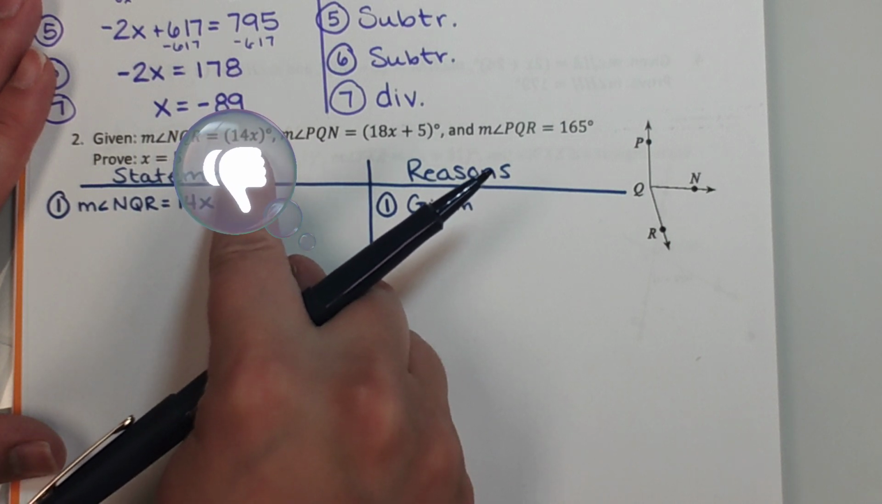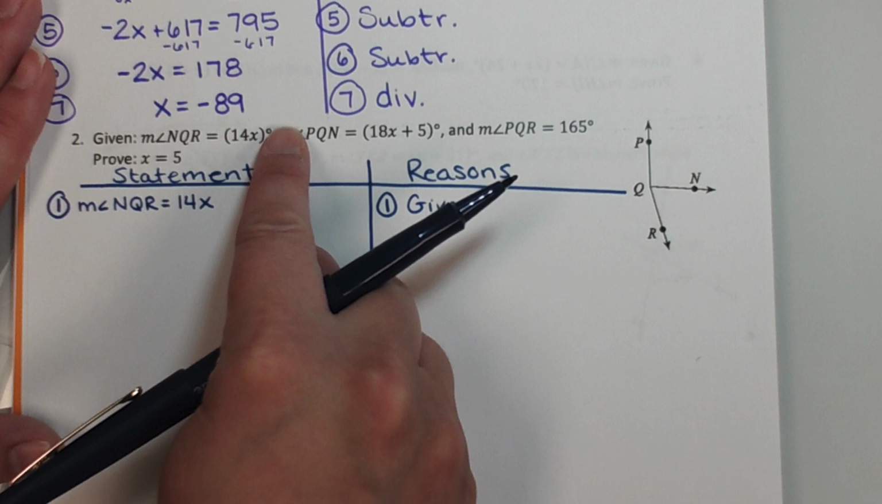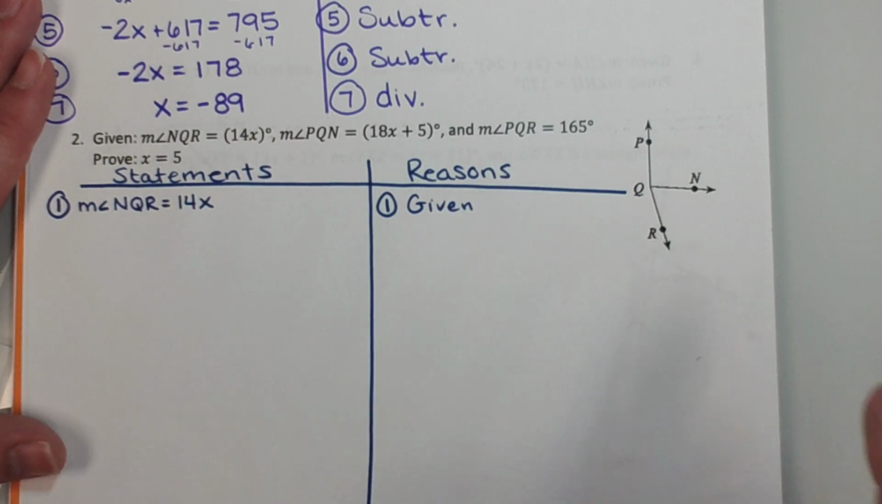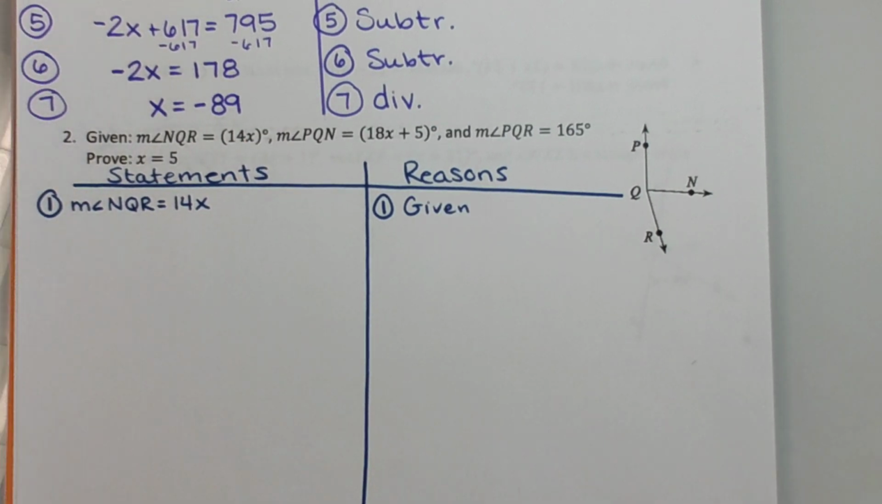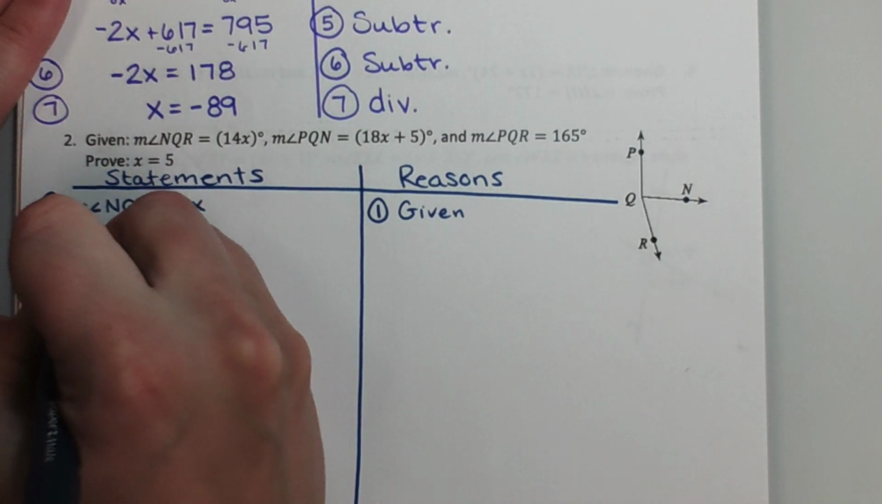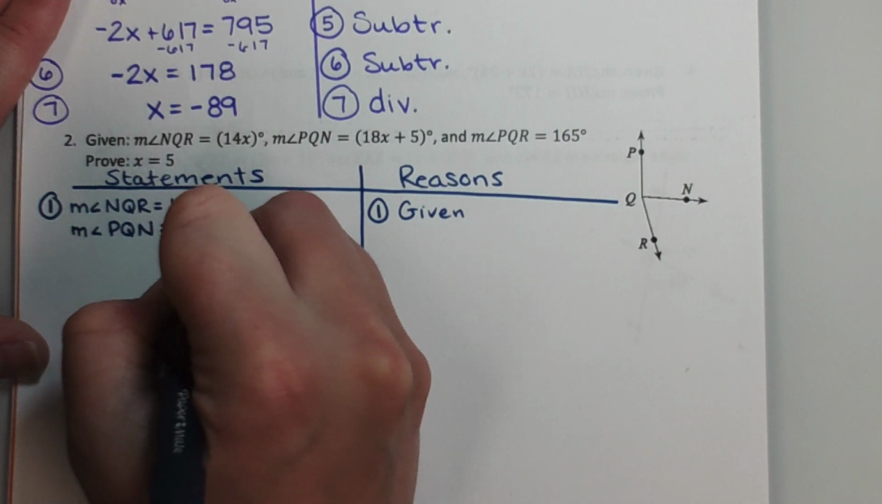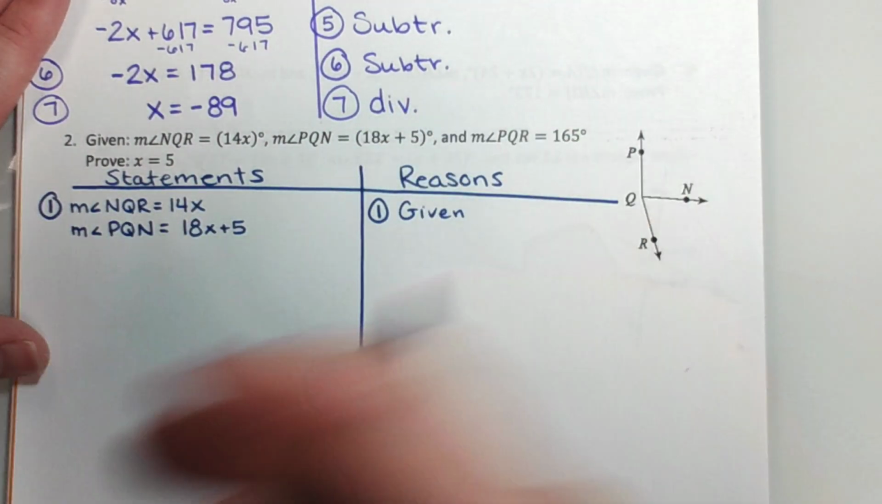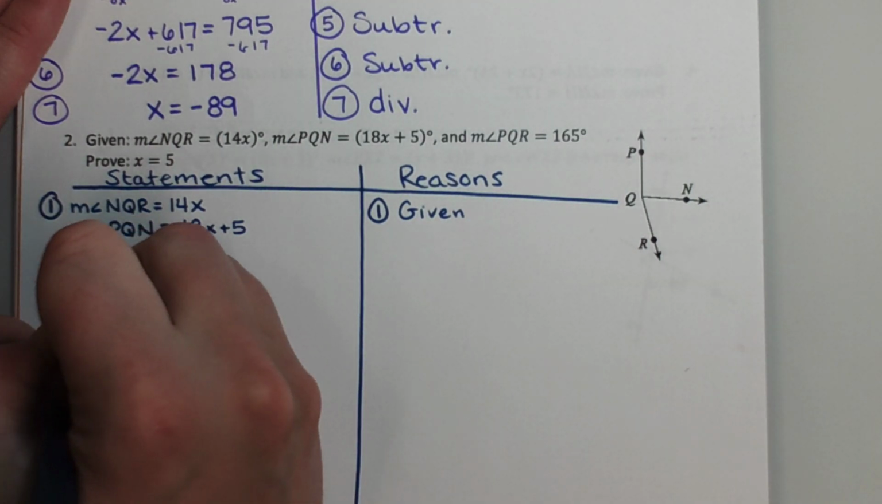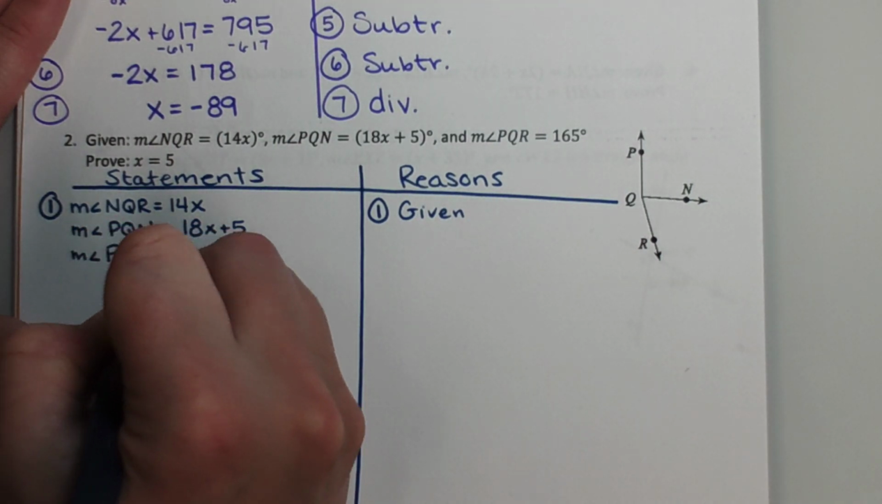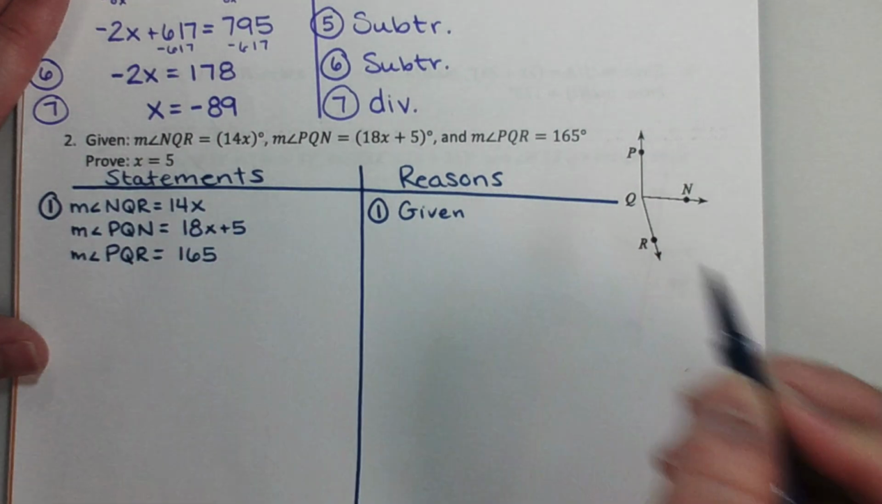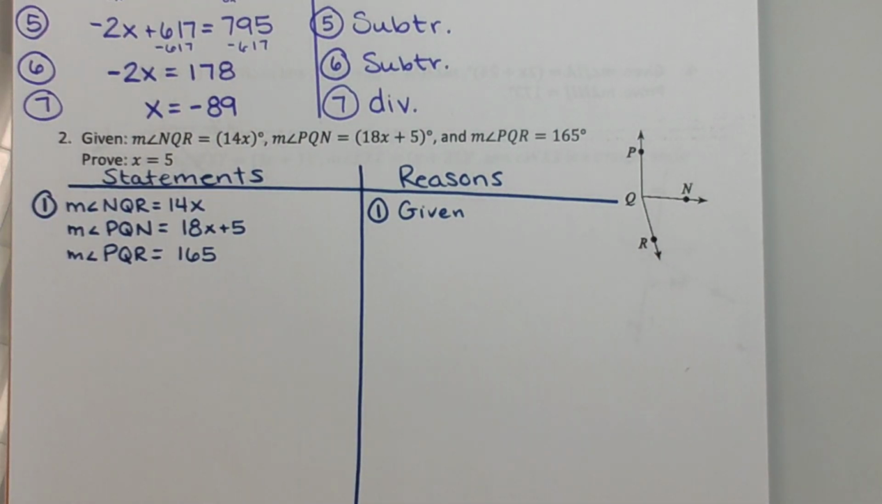Now, one thing that's interesting sometimes about the angle proofs, notice the parentheses with the degree symbol. The parentheses are only there to hold the degree symbol. If they're only there to hold the degree symbol, honestly, in the proof, I don't tend to write them. If they're there to hold anything else, I have to put it. But if it's just the degree symbol, I don't worry about it. So measure of angle PQN is equal to 18x plus 5. The parentheses were holding the degree. I don't care about it. Measure of angle PQR is equal to 165. And I also don't write the degree symbol. Not in the middle of the proof. Can I? Yes. Do I have to? No.